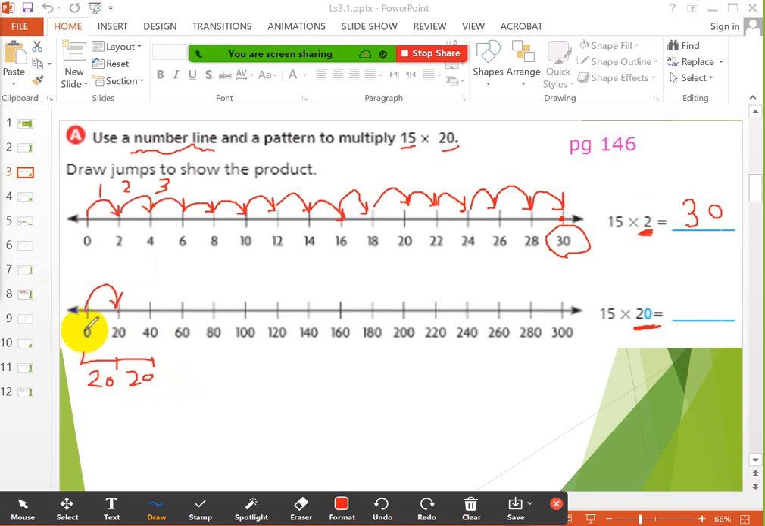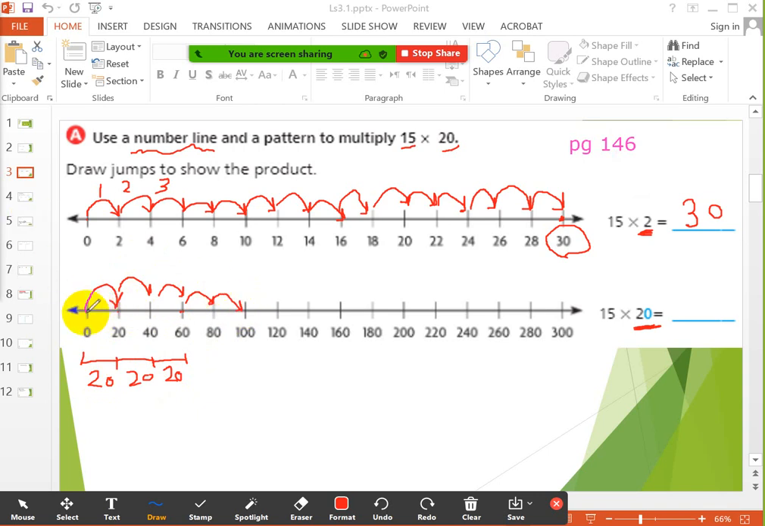So if you have here 0, add 20, it will be 20. Add 20 to 20, it will be 40. Add 20 to 40, it will be 60. Okay, after that, in each space I will add 20 and find the number or the point here on the number line. I will repeat this 15 times. I will repeat this jump 15 times.